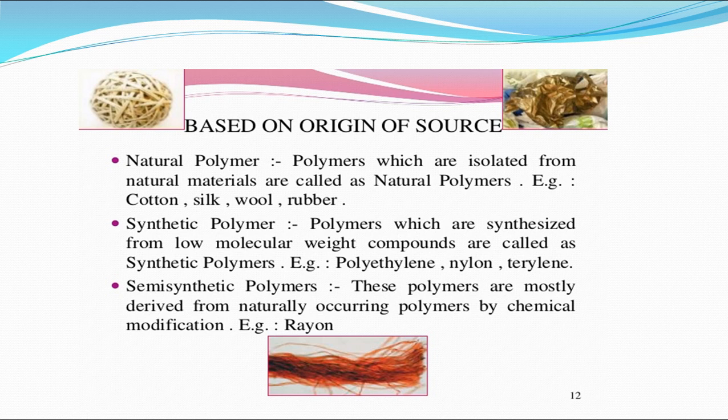Natural polymers are those isolated from natural sources or natural materials. Examples are cotton, silk, wool, and rubber. Synthetic polymers are obtained from petrochemicals; low molecular weight monomers are used to synthesize the higher molecular weight polymer. Polyethylene, nylon, and terylene are examples of synthetic polymers. Semi-synthetic polymers are mostly derived from naturally occurring sources by chemical modification. Example: rayon.